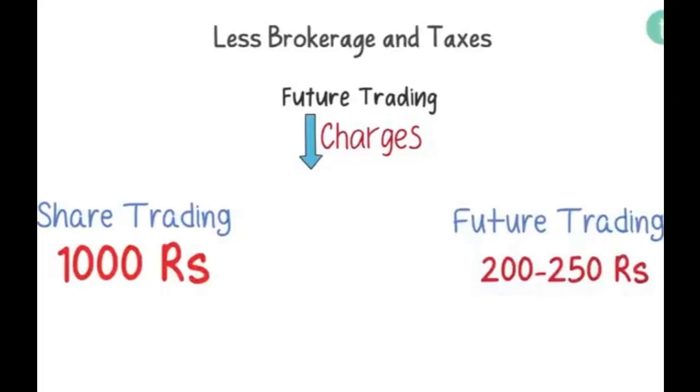Next advantage, less brokerage and taxes. In futures trading, the brokerage and the taxes like CGST, SGST and securities transaction tax, all these will be very low. For a short trade, if the brokerage charge is rupees 1,000, for futures trading it will be rupees 200 only. That is why many traders prefer to trade in futures, because they do a lot of transactions, and because the brokerage and other charges are very low, they can make a lot of savings. So this is all about futures trading. Thank you.